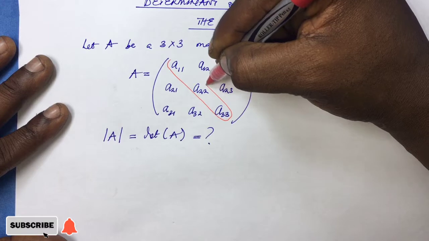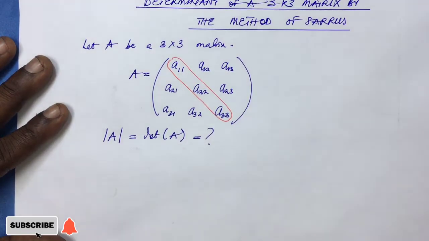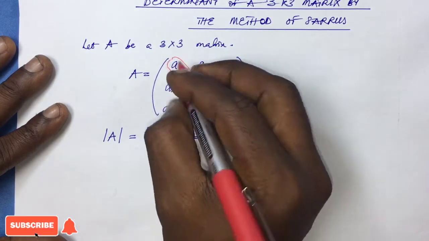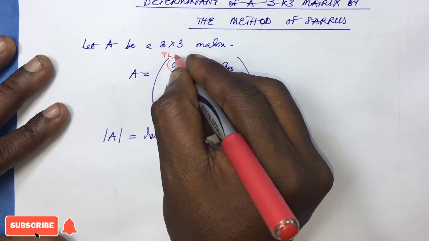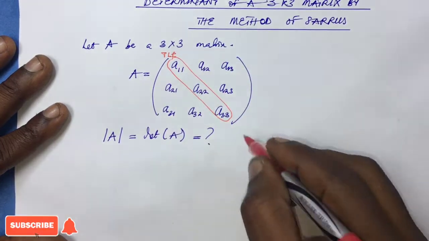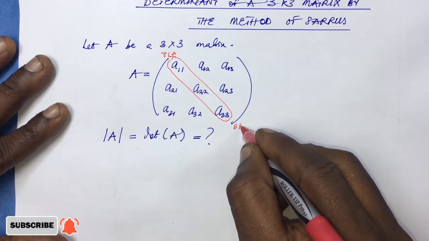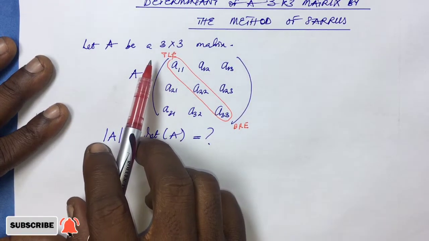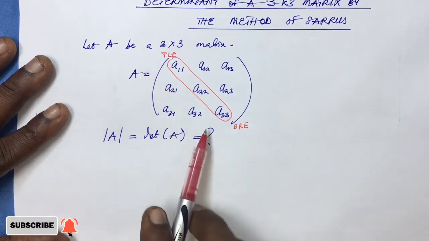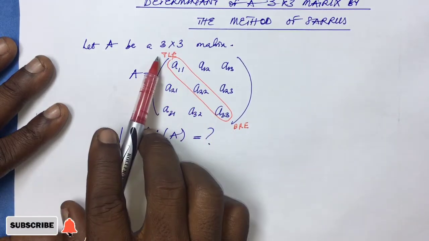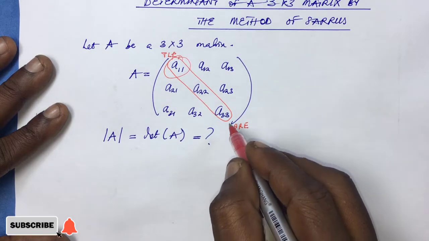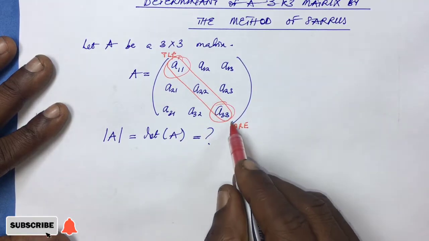Now, this is the principal diagonal of the square matrix. It is a diagonal that runs from the topmost left element down to the bottommost right element. So the principal diagonal runs from the topmost left element, this element A11, to the bottommost right element A33.